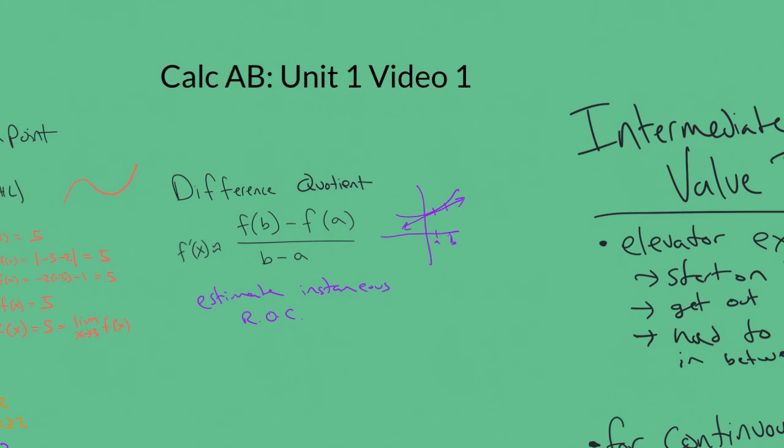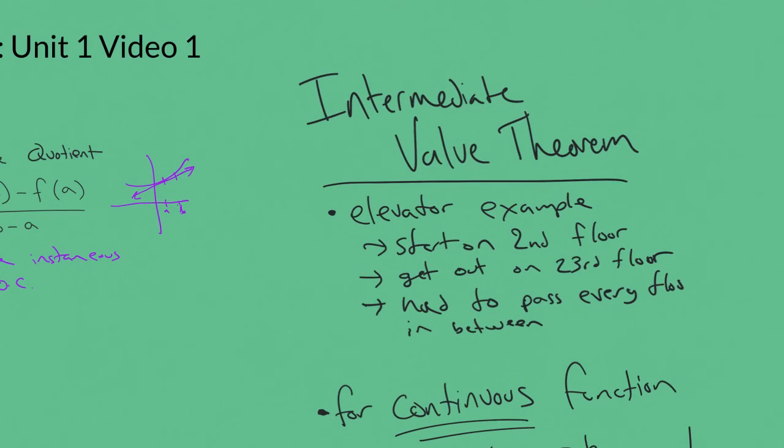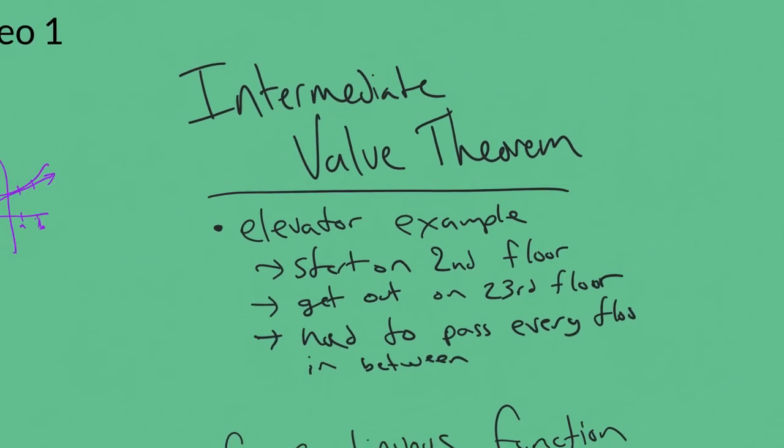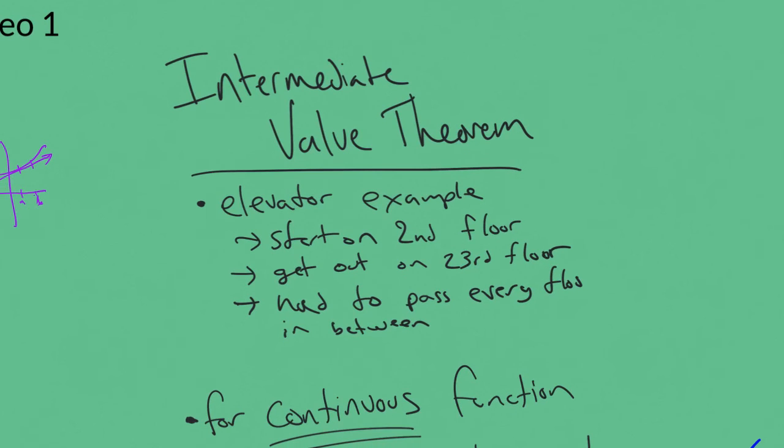Finally, you'll see the intermediate value theorem come up. And actually, it doesn't so much come up as you have to use it to answer the question. And so this is that theorem. I think I gave an elevator example maybe. Basically, if you started on the 2nd floor, got on the elevator there, rode it up to the 23rd floor, and got off the elevator there, you would have had to pass every single floor in between. And that's what the intermediate value theorem says, except for functions.